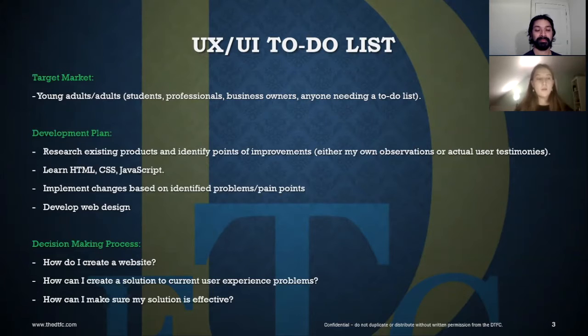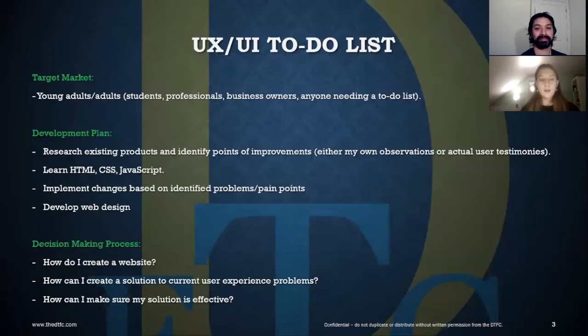Then I'm also going to want to learn HTML, CSS, and JavaScript so that I can actually develop and make the website myself. I'm then going to be implementing the changes that I've identified through my research or through the user testimonies that I find. And then from there, I'm going to need to develop my web design, which also involves the user interface and deciding what I want the layout to be like on my website.